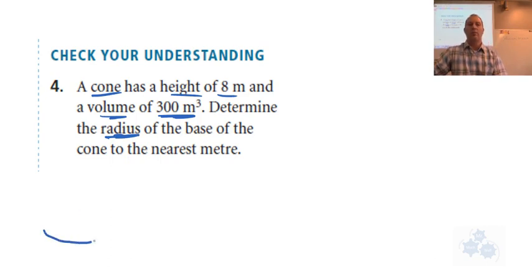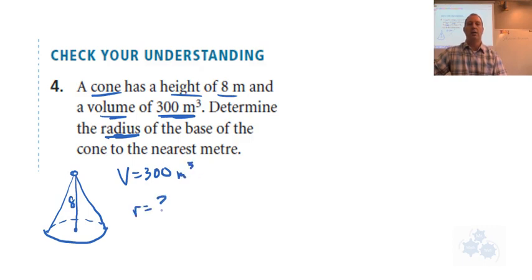So we have a cone. Looks something like this. It's a little bit bad. Anyway, so a cone something like this, and we have a height of 8. So here's 8, and a volume of 300. So find r. That's your job.